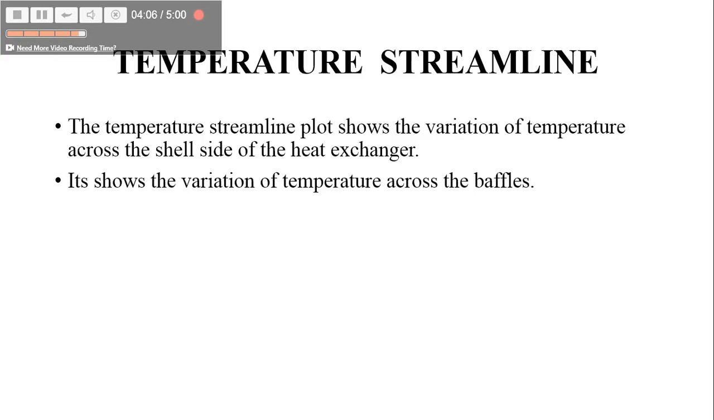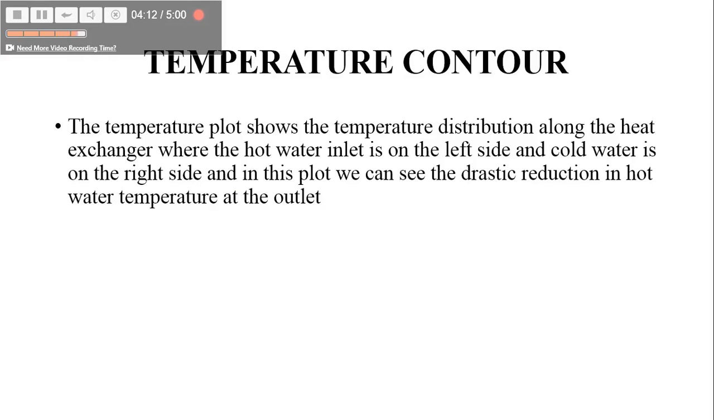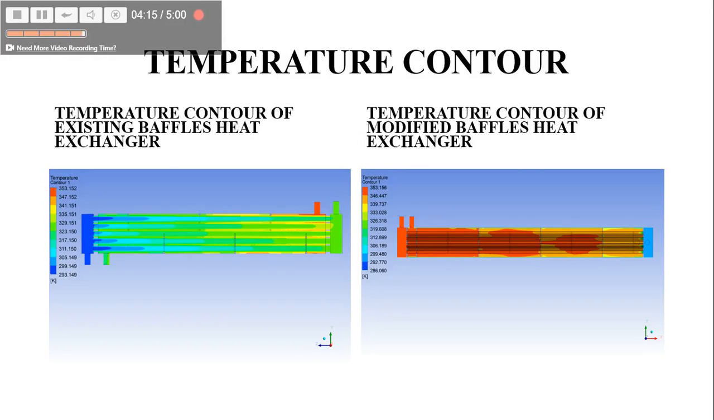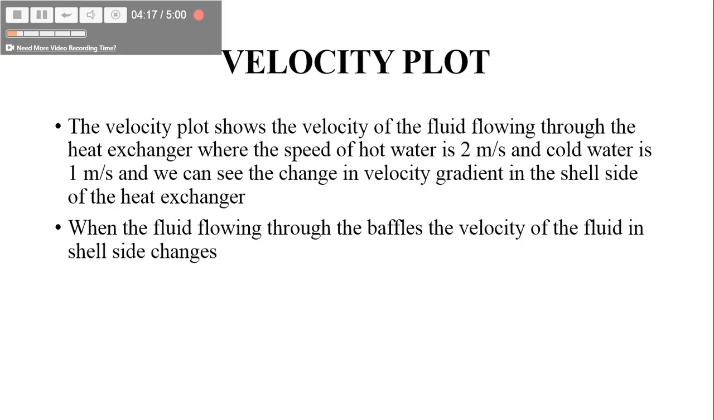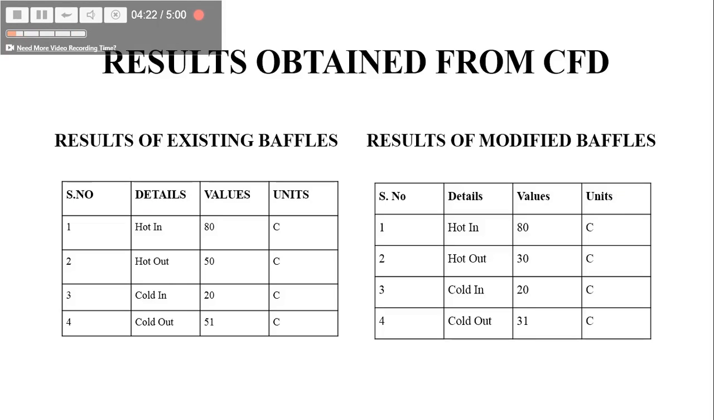The temperature streamline graph shows the temperature across the shell side. These are the temperature streamline plots, and this is the temperature contour plot and velocity plot. These are the results obtained from CFD.